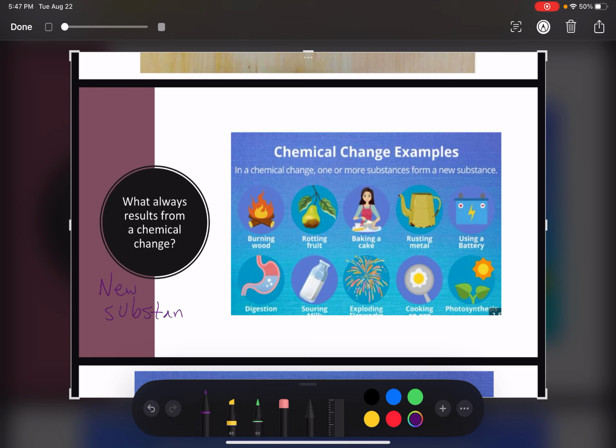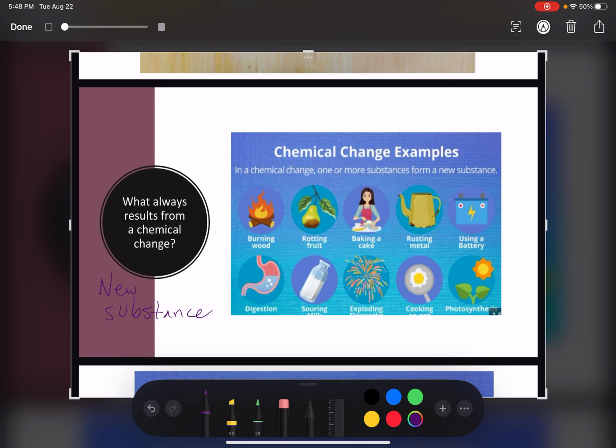And these are great examples of those chemical changes. Again, burning wood, rotting fruit, rusting metal. Whenever you use a battery, the battery has chemicals in it. They go through a reaction and they produce electricity. Again, they're releasing energy. That's an indicator of that, okay? Over time, that battery is going to lose the ability to have those reactions because the chemicals have already reacted and formed something new. And that new substance is no longer reactive.